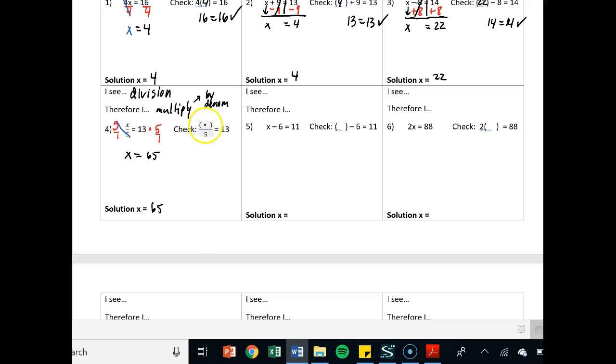Now I check it by plugging in. It was x over 5 equals 13. Now instead of x, I plug in what I thought my answer was. 65 divided by 5 happens to be 13. 13 equals 13, so I know I am correct.